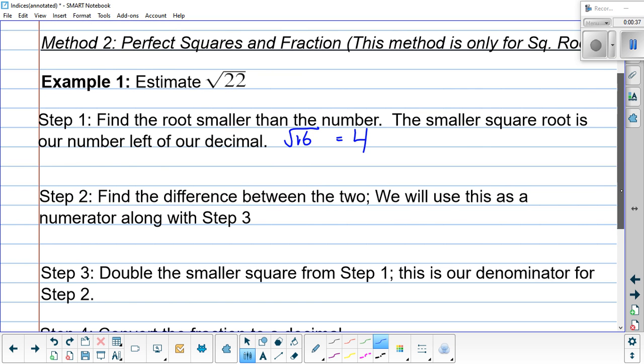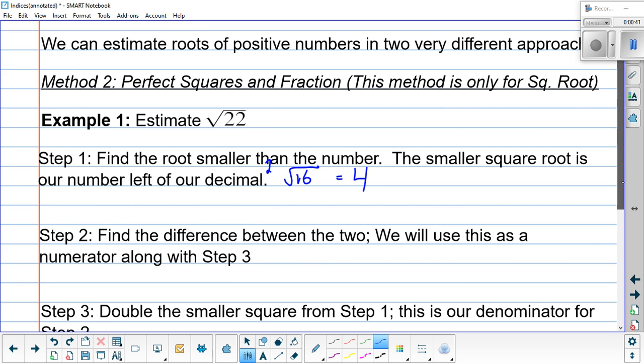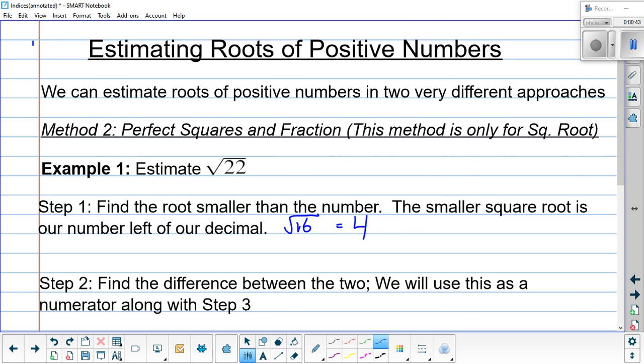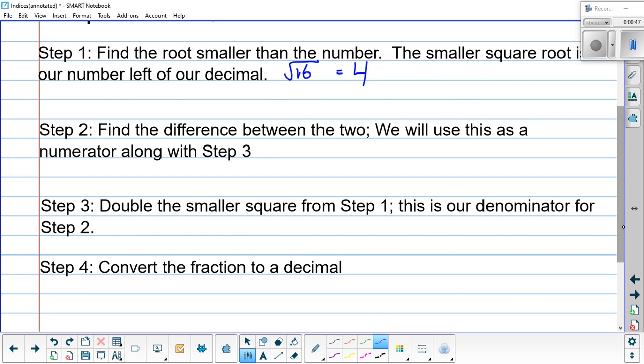Now find the difference between the two. The difference between 22 and 16. I don't really care about the root part, I just want the difference between the numbers, because if we could do the difference between those square roots, we'd find out what our actual answer is completely. So 22 minus 16 is equal to 6.